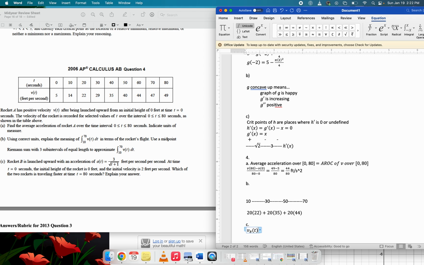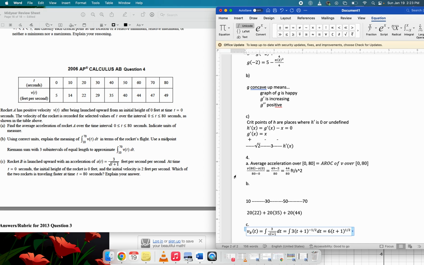So velocity of rocket B is going to be the antiderivative of 3 over square root of t plus 1 dt. What is the antiderivative of that? I'd rewrite this as 3 times t plus 1 to the negative 1/2 dt. Then you can think about what it should be. I think it's going to be something times t plus 1 to the positive 1/2. That's going to be the exponent. And I think the coefficient in front should be a 6.